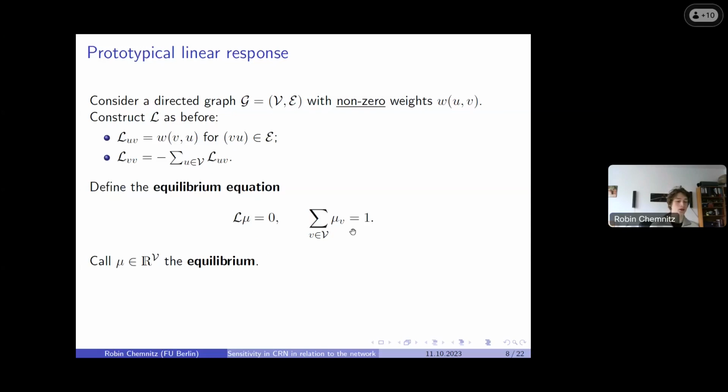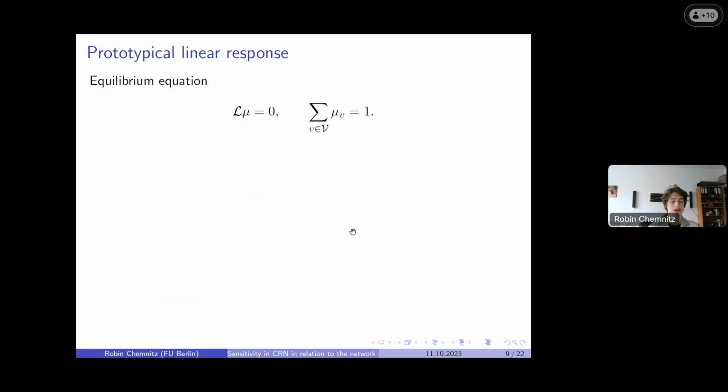But now, if we allow for non-negative weights, you can find very simple examples such that this fails. In general, neither existence nor uniqueness of this mu is given anymore. And even if it does exist, it's not necessarily positive anymore. It could be negative. But there is still some hope. There are things that we can do that allow for this mu to exist and to be unique.